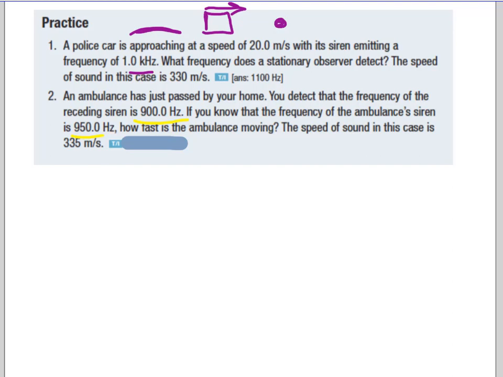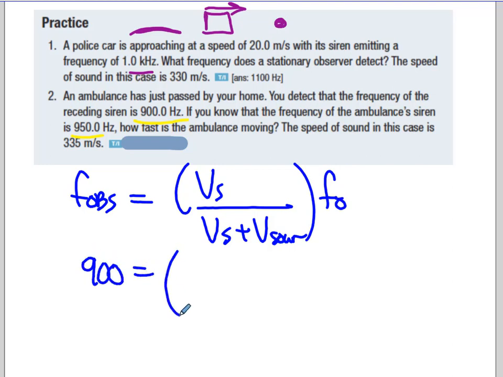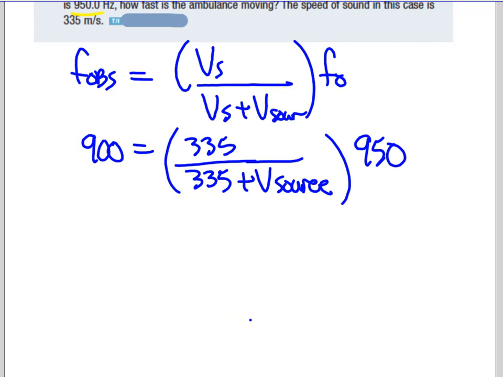So let's set this one up just for argument's sake. So we have observer, we have velocity of sound, velocity of source, and we have frequency of the original. So we know this is 900, this is what we observe. We know that the speed of sound is 335 plus the velocity of the source, and we know the actual original is 950.